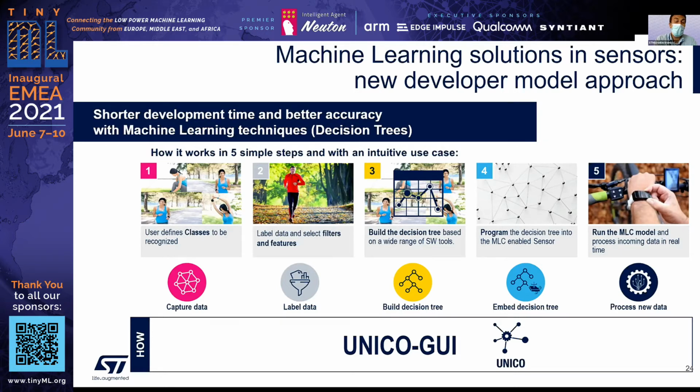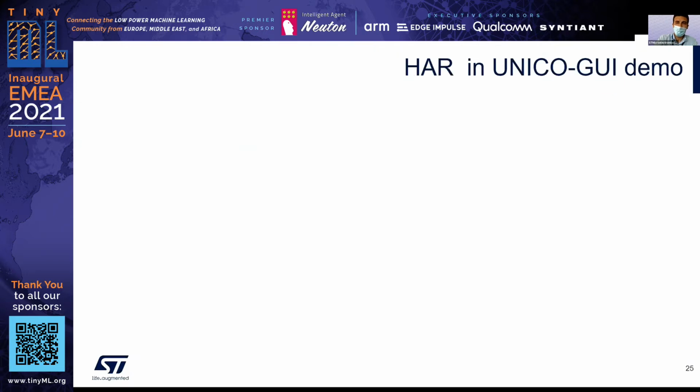What I will show you today is how to use Unico GUI, which is software available for Windows, Mac, and Linux. How to use Unico GUI with data that has already been captured, since it's something I cannot do live, unfortunately, but take this data, synthesize a decision tree, and then create a configuration file that we can upload to the sensor to create the decision tree.